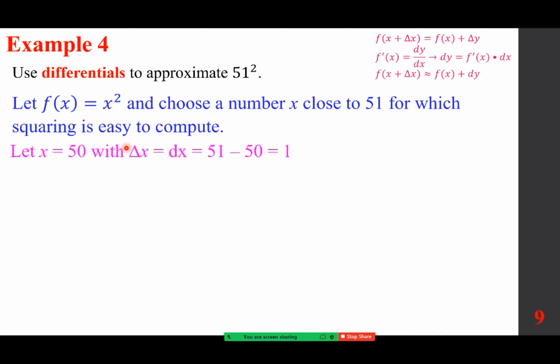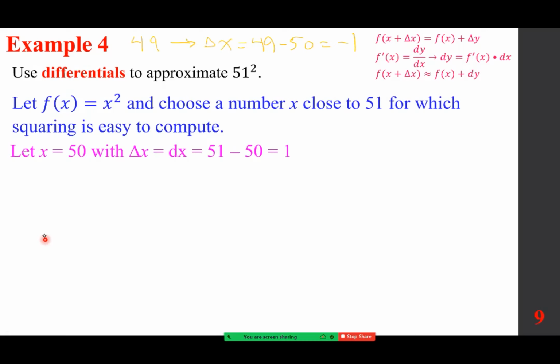And delta x is the difference of what we want and this one. It's important to know, let's say it was 52. Delta x would be positive 2. Let's say it's 49. If that would be the choice, then delta x or dx would be 49 minus 50, which is negative 1. You've got to consider the sign. I can't emphasize this enough.